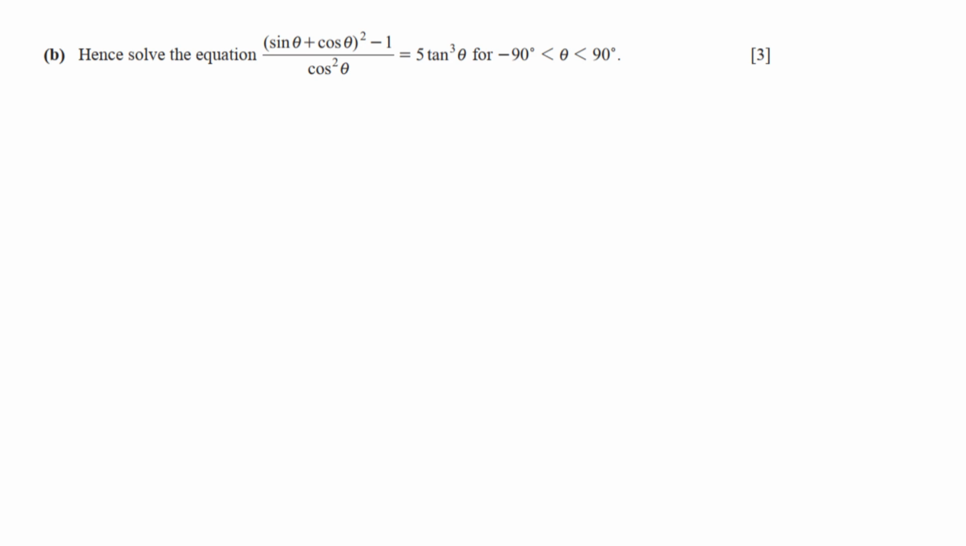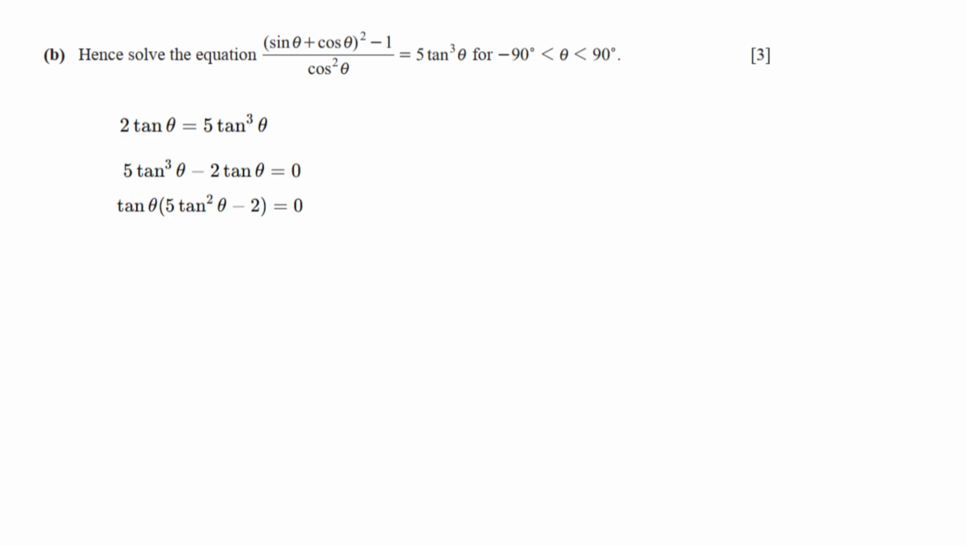Next, the left hand side expression is nothing but 2 tan theta. So we get 2 tan theta is equal to 5 tan cube theta. Now bring all the terms to one side. So we get 5 tan cube theta minus 2 tan theta equal to 0. Now let's factorize this by taking tan theta common. So tan theta times 5 tan square theta minus 2 is equal to 0.